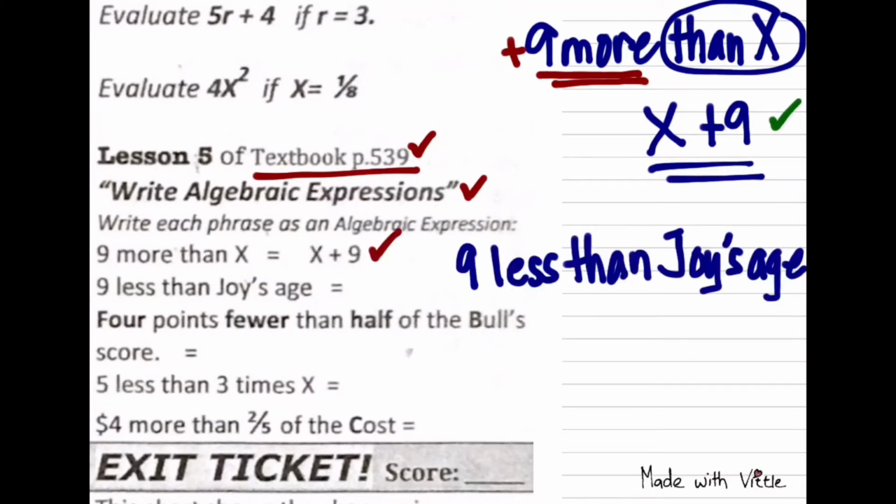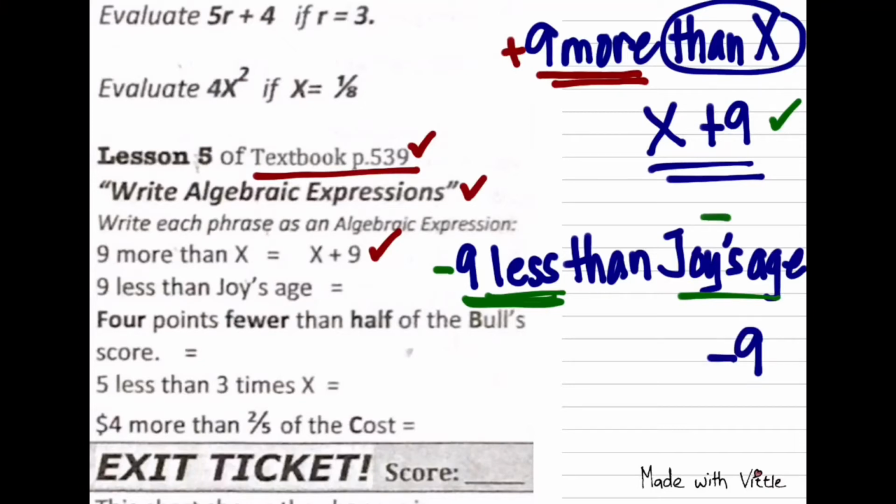Now the next phrase is 9 less than Joy's age. Look at the first part of the phrase. It says 9 less. And what do we mean by less? It means we have to subtract. And how much are we going to subtract? 9. And according to PEMDAS, or order of operations, we have to subtract at the end. So write it at the end of your expression.